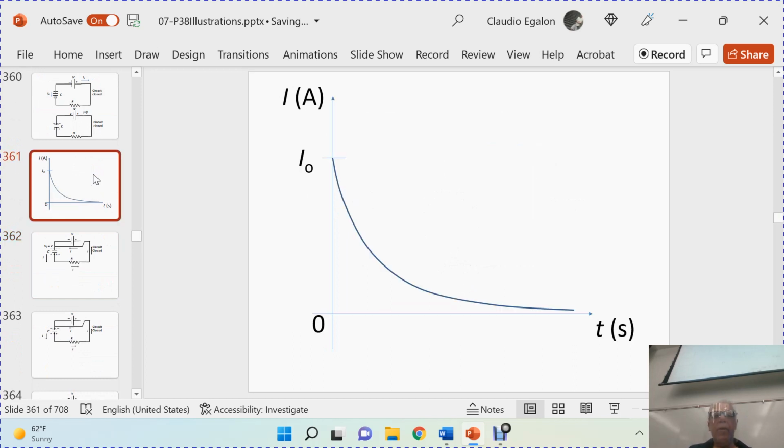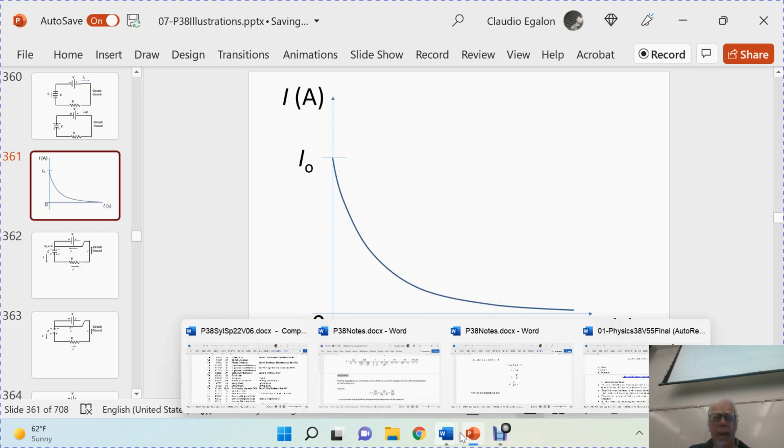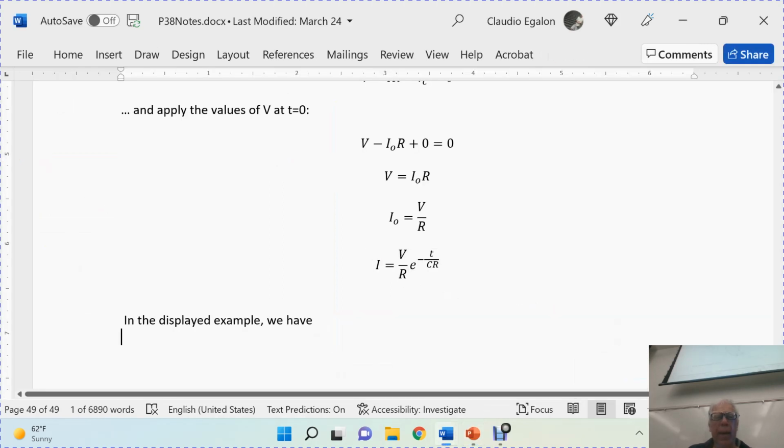That's how the current decreases. It starts at a very high current. As time goes by, it decreases until it goes to 0. And like I said, something like that is real life. This is exactly what happens in the lab. At a very large instant of time, this exponential becomes 0, approaches 0.